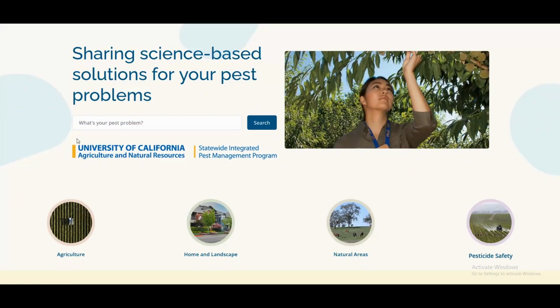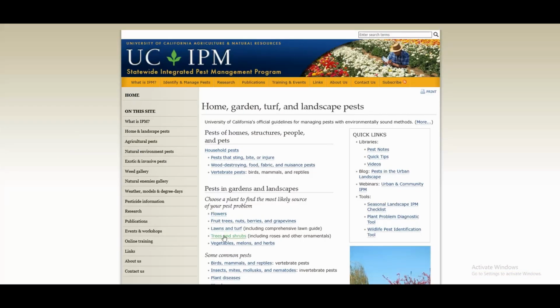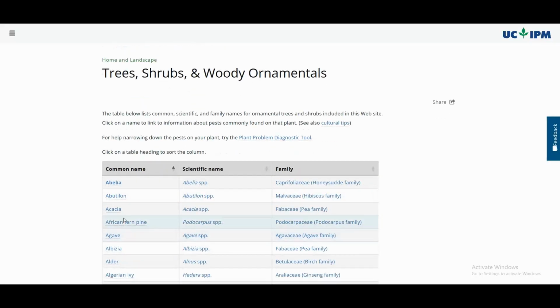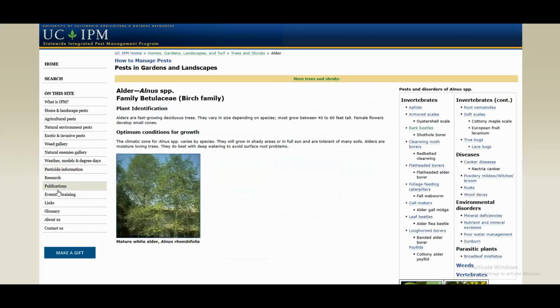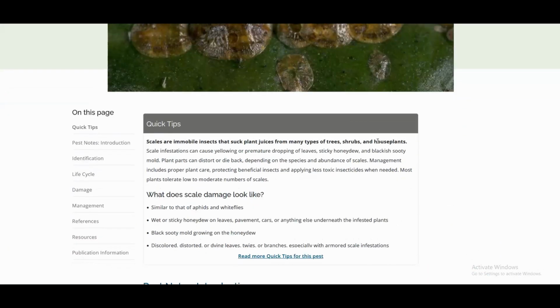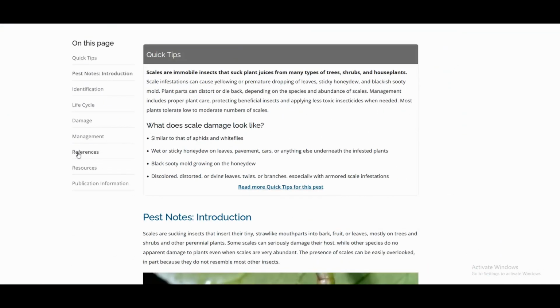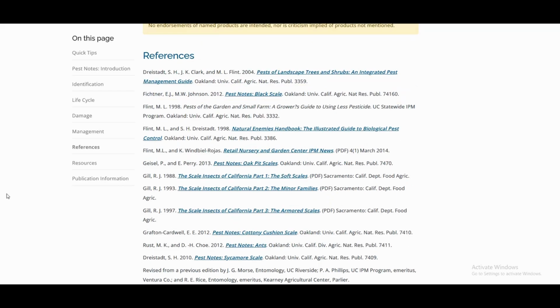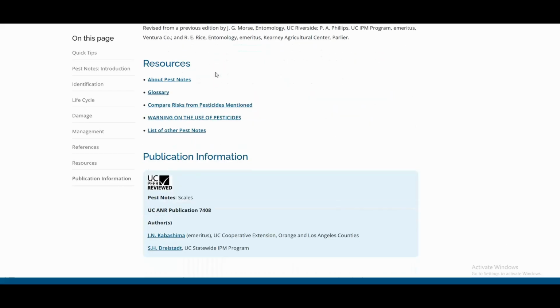The next website is UCIPM. This is the University of California Integrated Pest Management website. They have a physical book as well, but frankly, I mainly go straight to the website. The information on here is written by university academics, professors, and researchers, and they have a list of resources at the end. Their bias is towards science, right? They're professors, they're researchers. It's biased towards science.